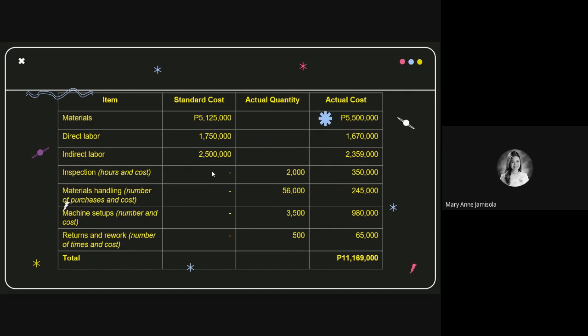So how much will that be? The materials variance, 375,000, right? The difference between the two. So 375,000 divided by how many units? 25,000 units. So that is actually 15 pesos per unit. So if we exert efforts to reduce or eliminate this variance, it will make our company more competitive.